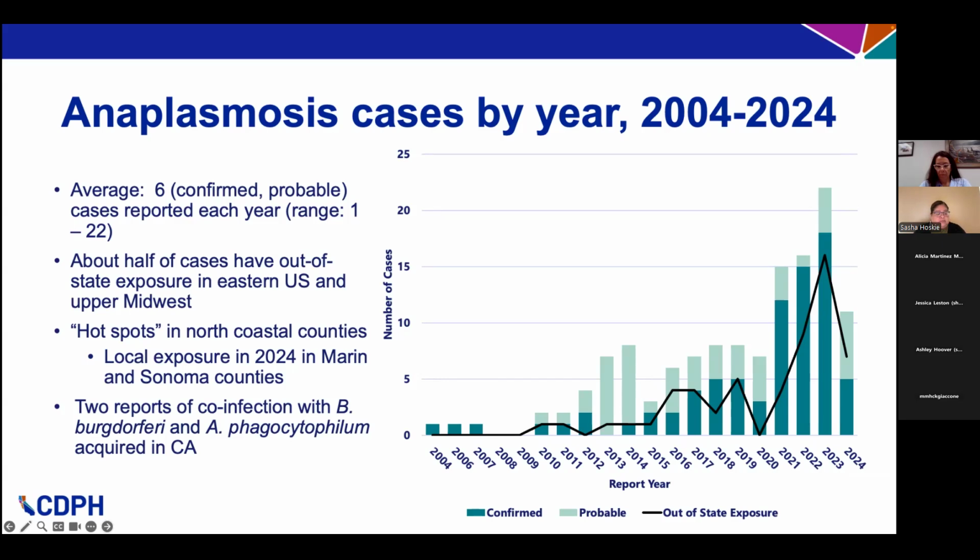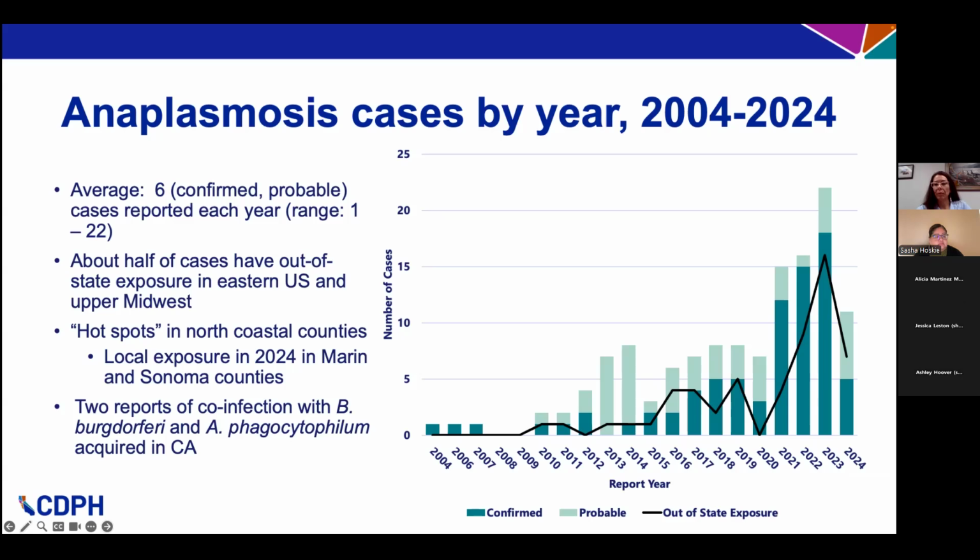While travel remains an important risk factor, we do see hotspots of local transmission in counties along the North Coast specifically. And in 2024, local exposure was reported in both Marin and Sonoma counties. And interestingly, we have seen 2 reports of co-infection with Borrelia burgdorferi and Anaplasma phagocytophilum that were likely acquired in California. So that's more of a tidbit, not something that will be super common. Next slide.